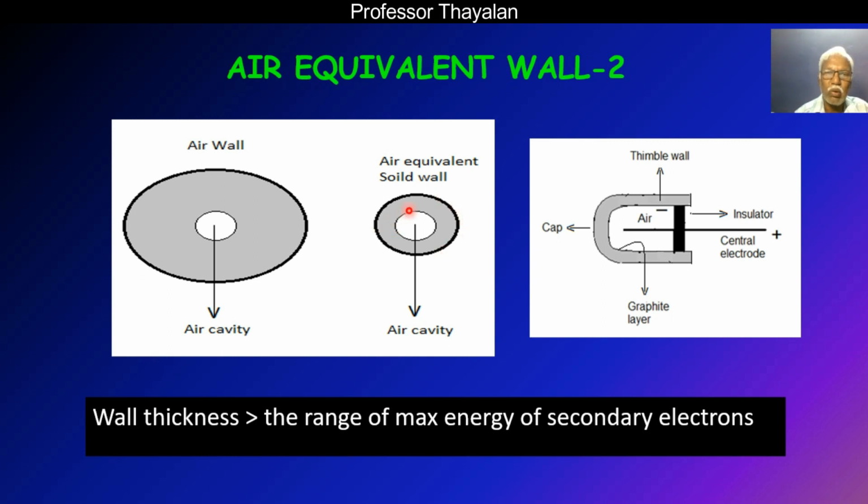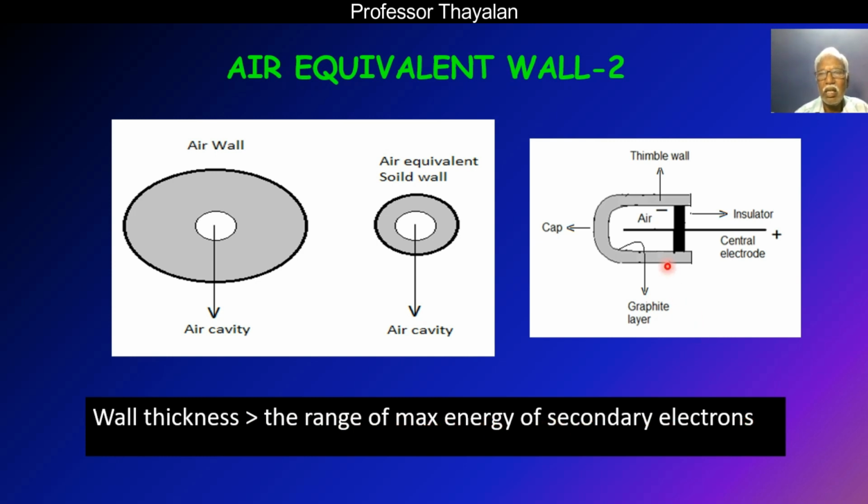Once you make an air equivalent wall, you can make a chamber like this. This is the central electrode, this is the insulator, this is the wall material. If you make a chamber with air equivalent wall material, then it is called a thimble chamber. The wall is called the thimble wall. Another important condition is the wall thickness. The wall thickness should be greater than the range of the maximum energy of the secondary electron.